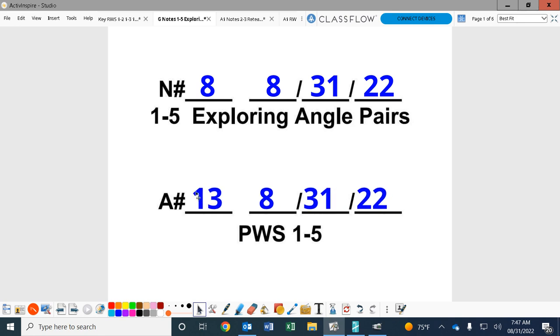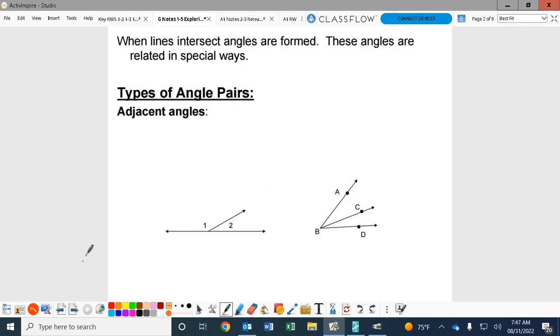You're going to have to know whether you're going to use it to add things together to equal 180 or to set them equal to each other. Those are going to be your only two options, guys. You got to know when to use one and when to use the other. So here we go. First things first, the type of angle pairs.